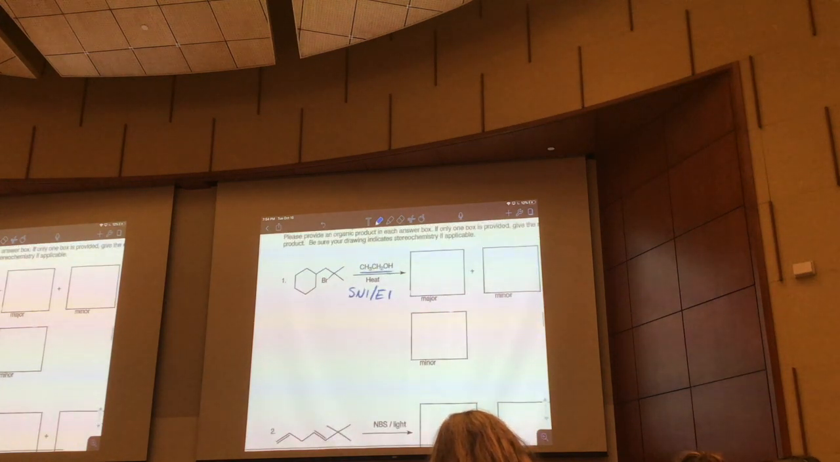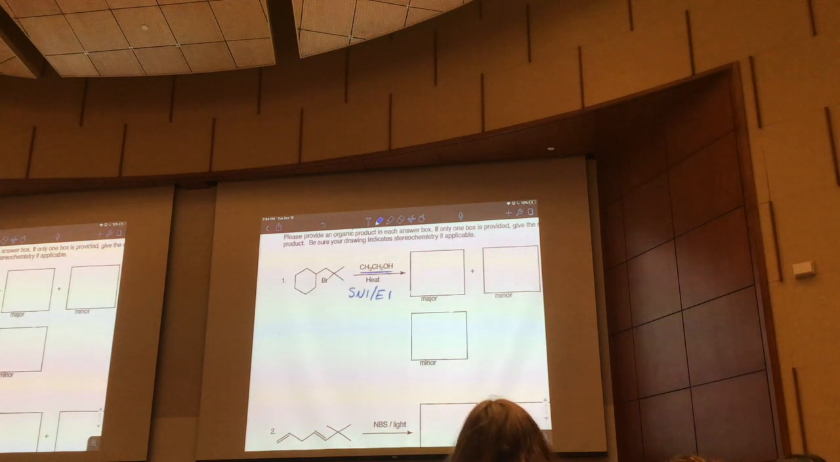You don't need to draw steps of the reaction or anything. I'm going to go ahead and draw them just so you can see them. Don't put them on your exam. Just draw the final product of whichever reagent you're using.